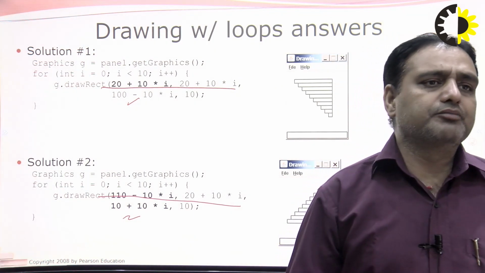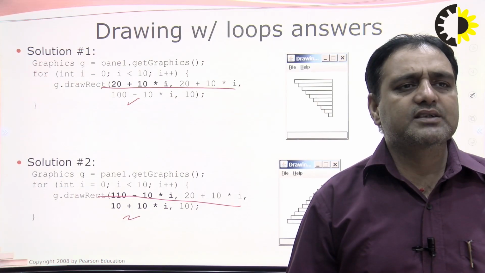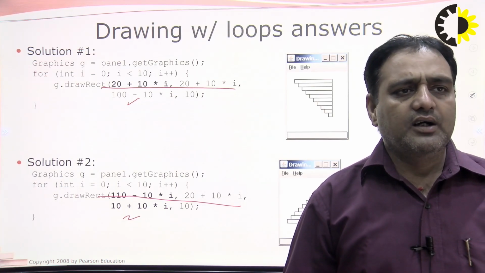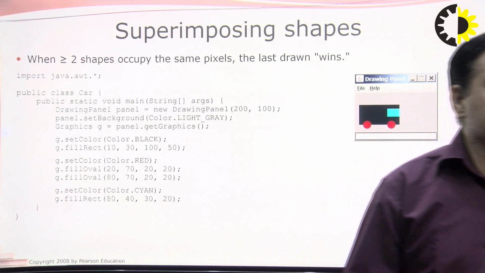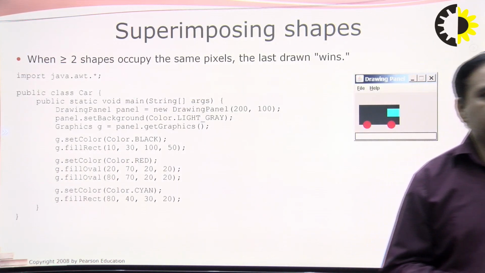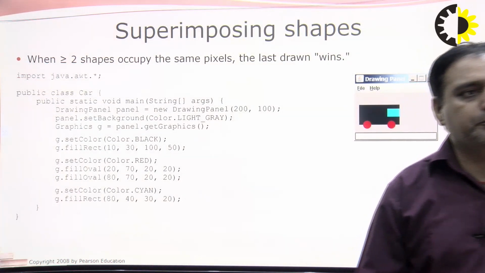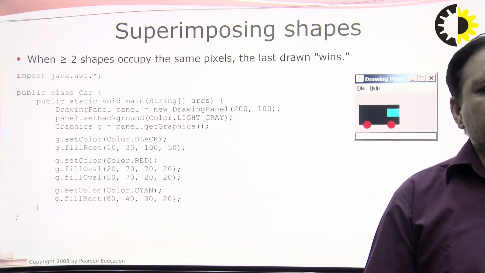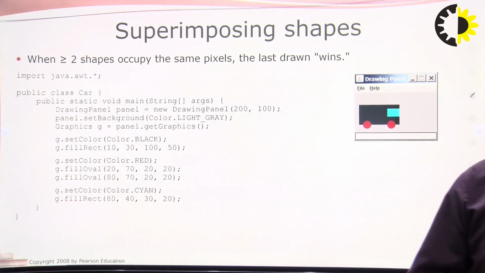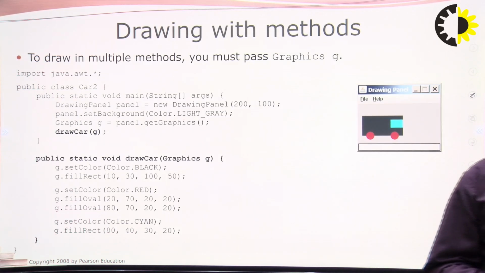By this method we can draw different rectangles, multiple rectangles, and all these rectangles are connected to each other. That is superimposing shapes. Here shapes occupy the same pixel and the last drawing wins. That is, you are creating a car in this diagram.